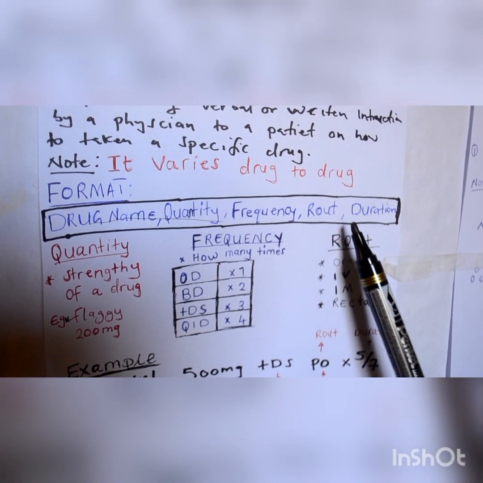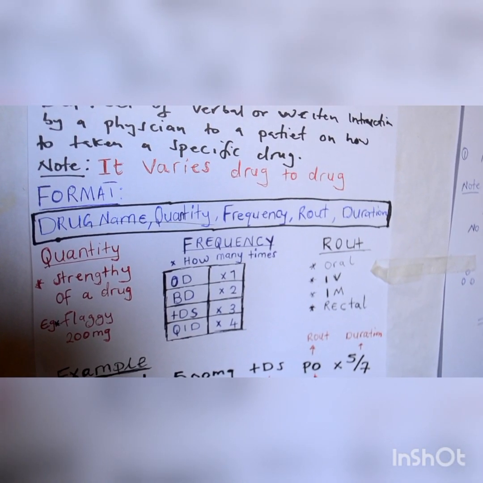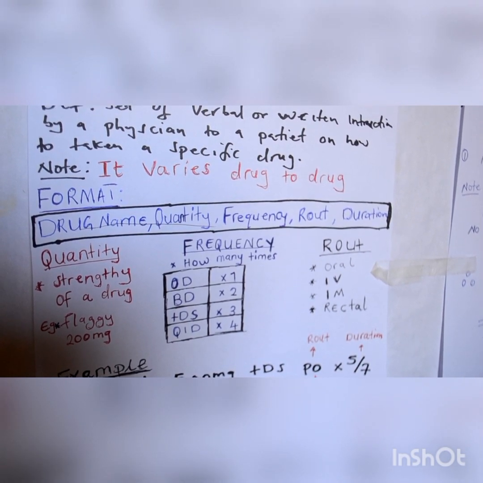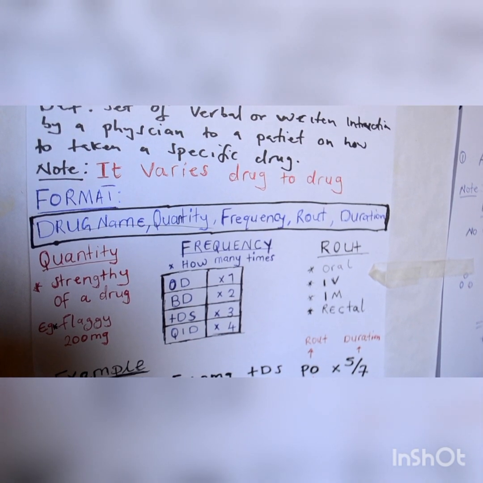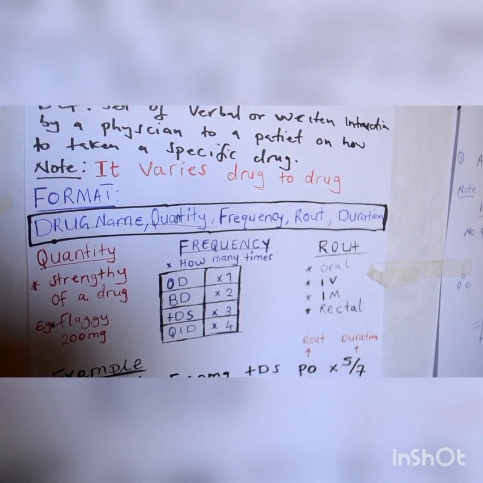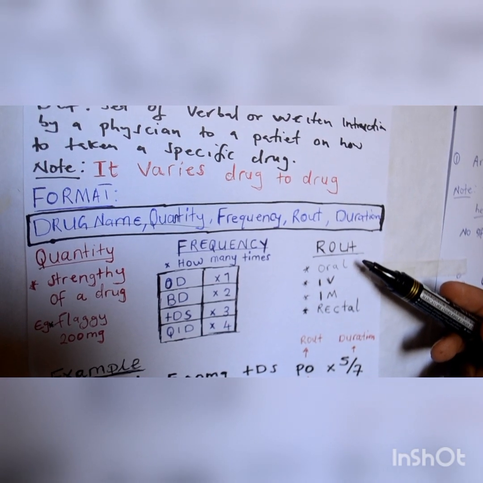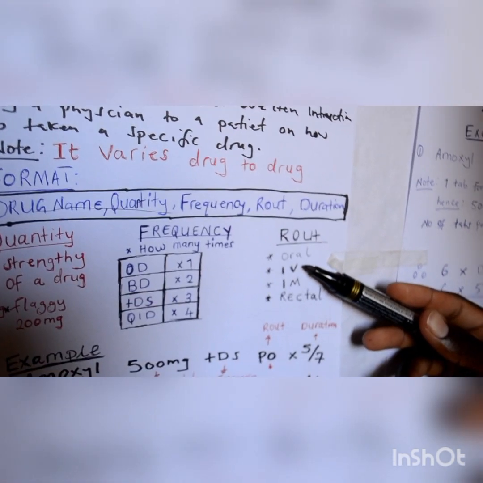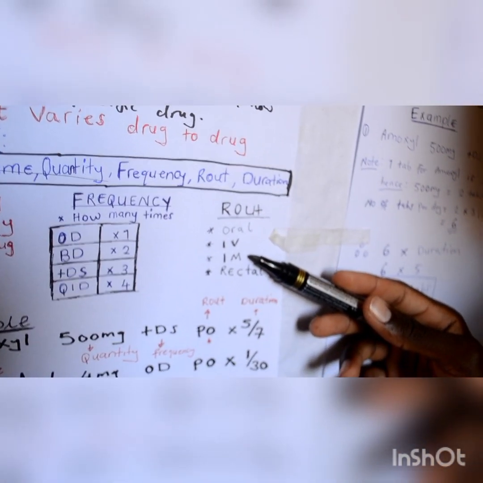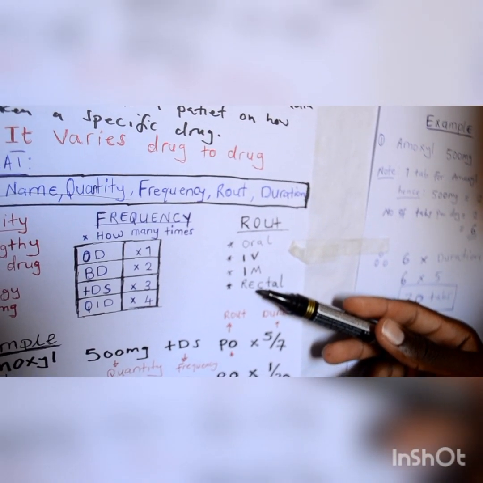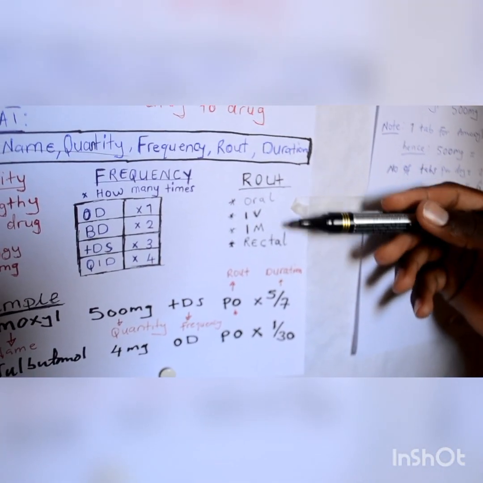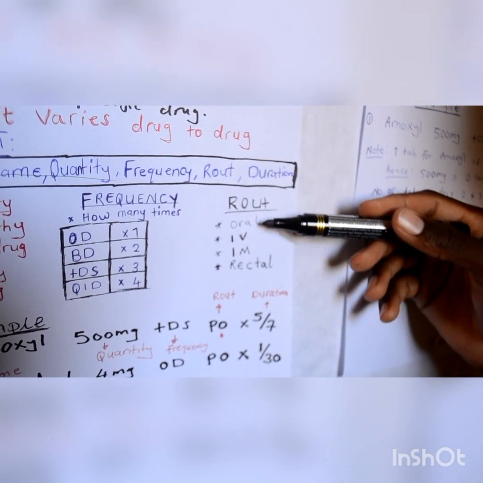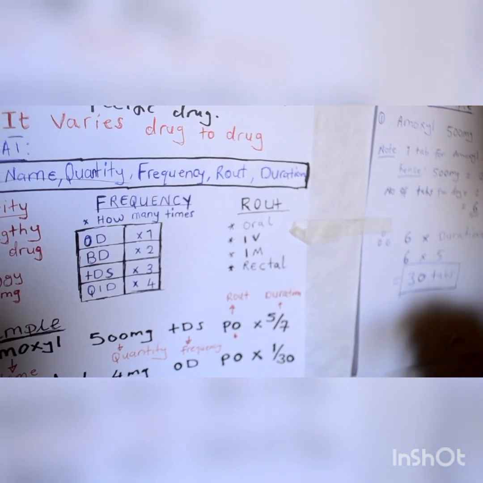Then we come to the route. The route is the method by which the patient will administer that drug into the body. We've got oral, if you're taking tablets. We've got IV, intravenous, IM, intramuscular, and rectal. These are just examples of the routes of administering a drug into the body. There are quite a number of them.